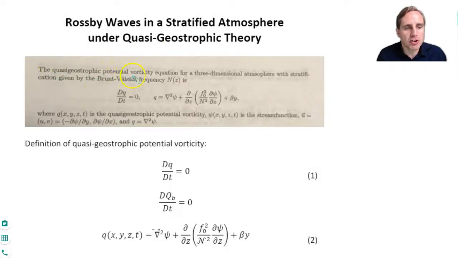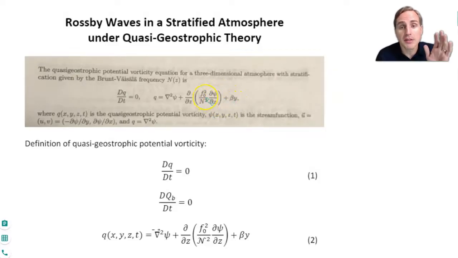It says the quasi-geostrophic potential vorticity equation for a three-dimensional atmosphere with stratification given by the Brunt-Väisälä frequency N of z is this: dq/dt equals 0, q equals nabla squared, sometimes called del, the del operator squared, psi plus d by dz, that's partial derivative with respect to z in the vertical, f naught squared over N squared, partial psi partial z, plus beta y.